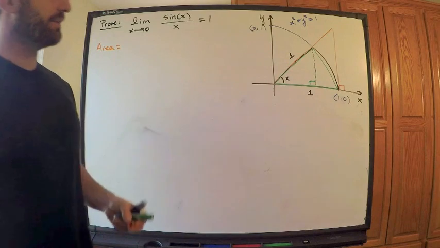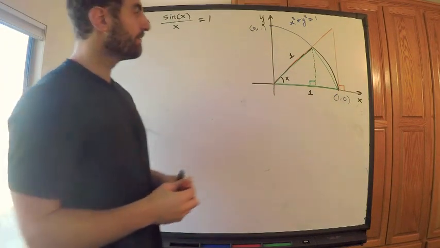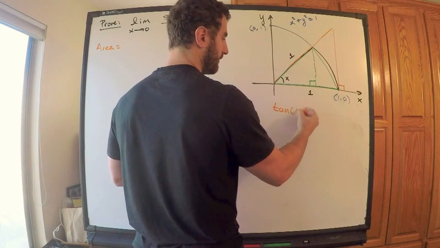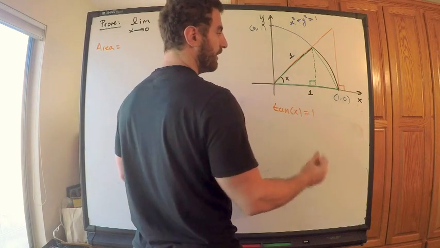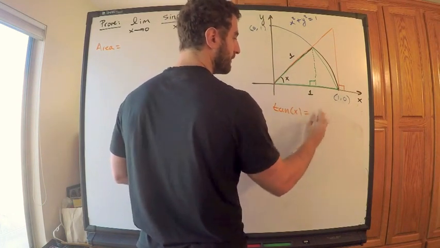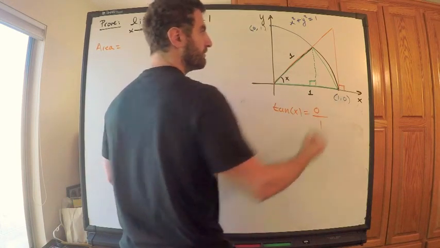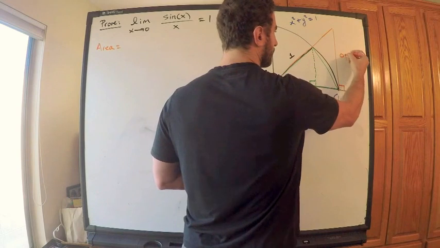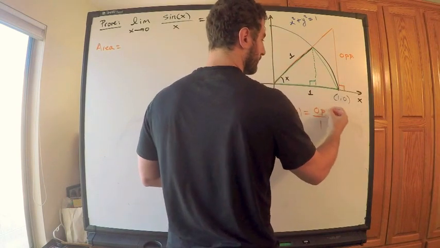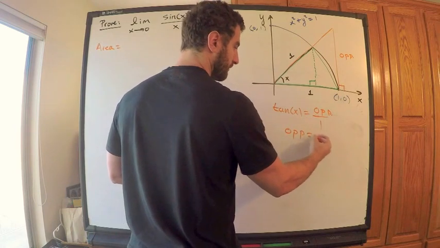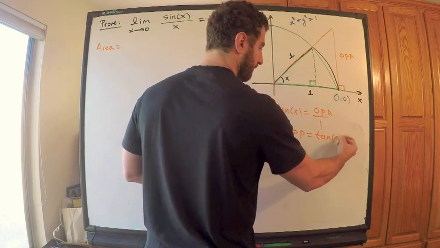What is the area of the orange? Well, what I can say for the orange is that tangent of x equals opposite over 1, which means this opposite is equal to tangent of x.